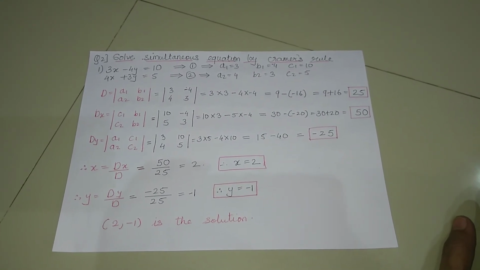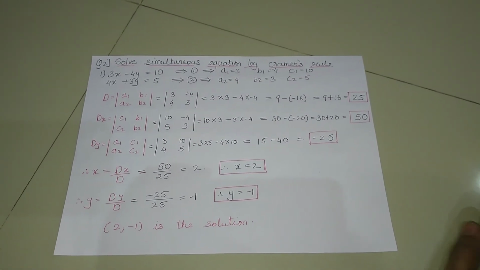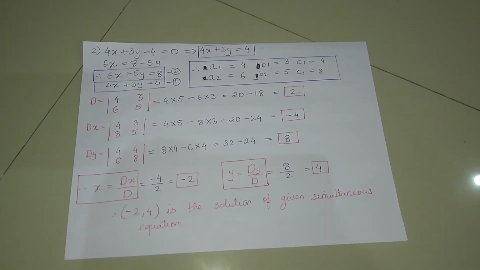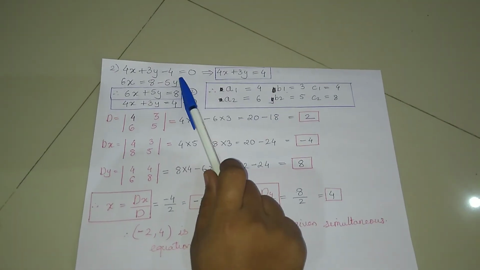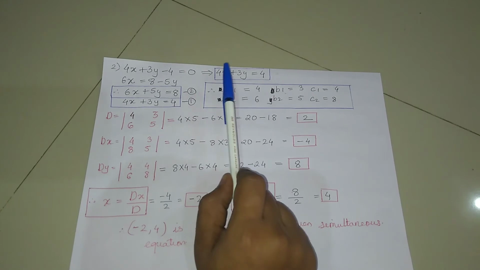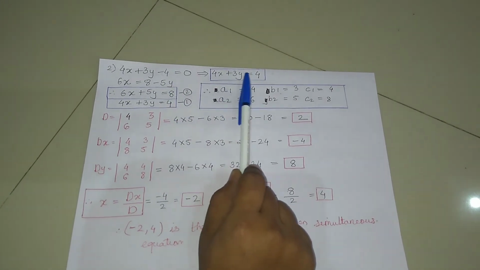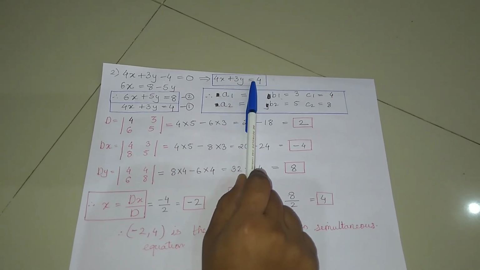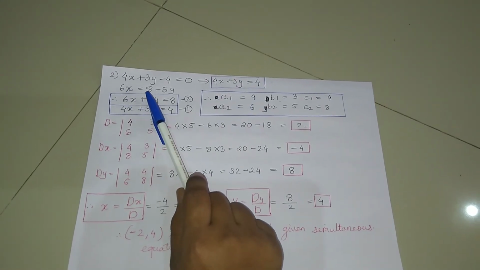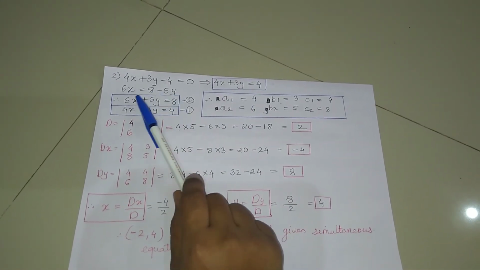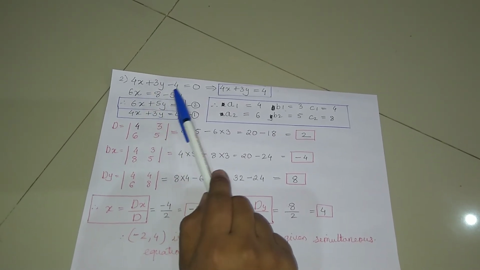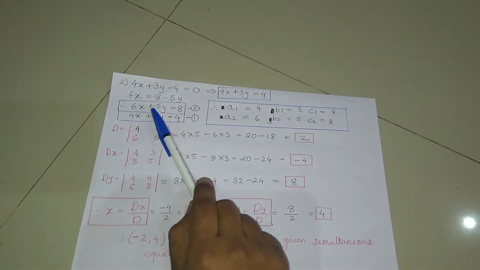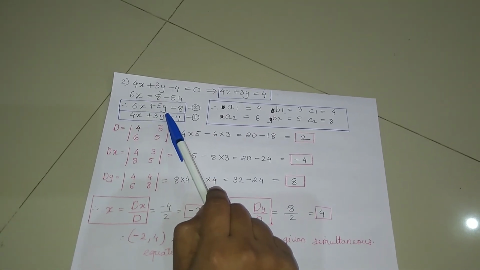Now let's see the second problem. The second question is 4x plus 3y minus 4 is equal to 0. We can turn this equation into 4x plus 3y equal to 4, taking the 4 to the other side. We can mark this as equation number 1. Then 6x is equal to 8 minus 5y, so we can write this equation as 6x plus 5y, because when the sign moves to this side it turns to plus, equal to 8.